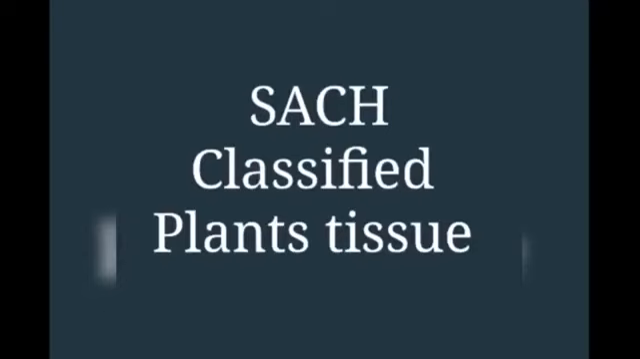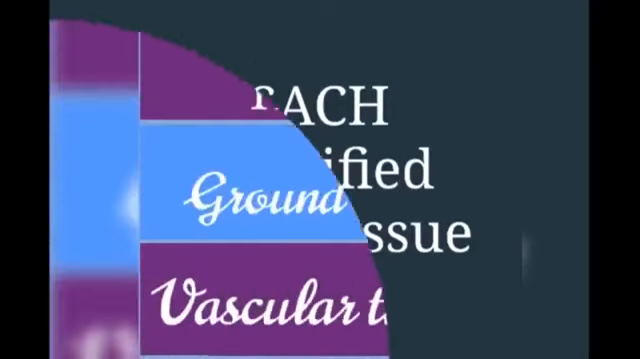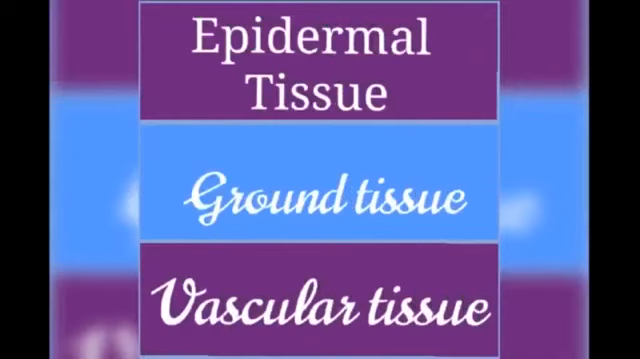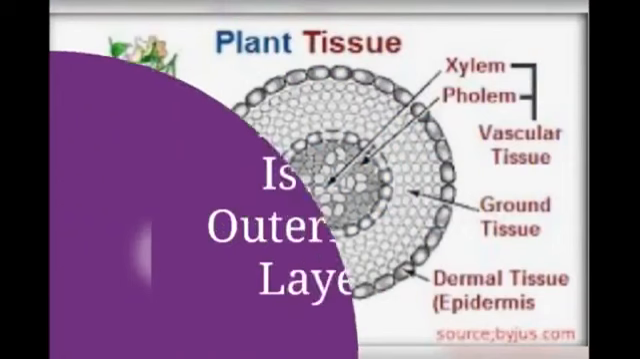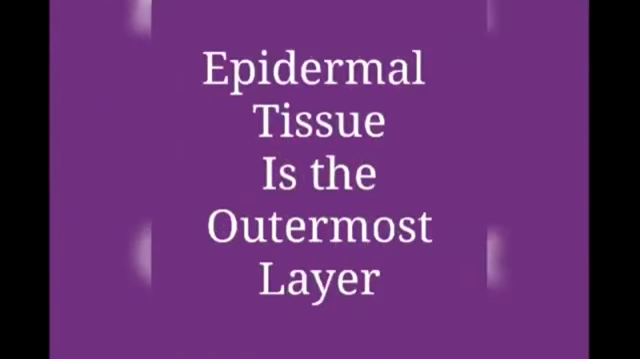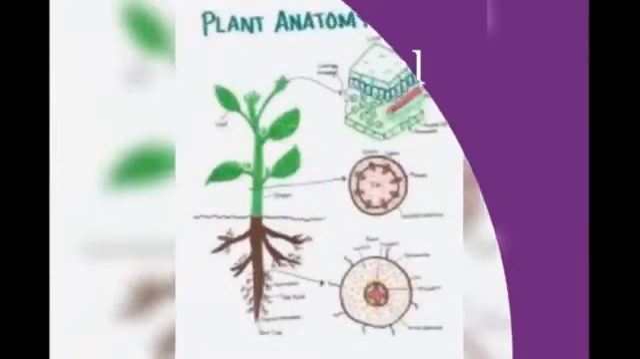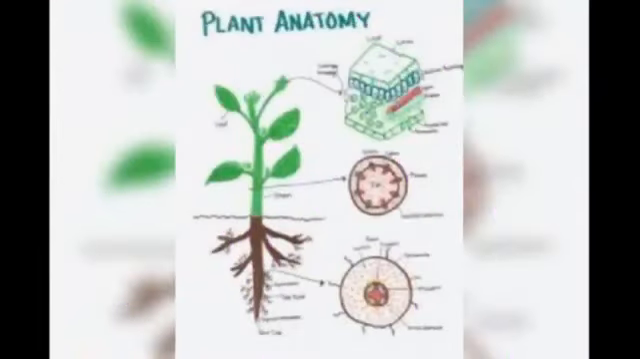Plant tissues are classified into epidermal tissue, ground tissue and the vascular tissues. The epidermal tissue is considered to be the outermost layer, the ground tissue forms the middle layer, and the vascular tissues, along with the xylem and phloem, form the innermost layer. Epidermal tissue is the outermost layer for the root, stem and leaf. All parts of the plant consist of epidermis.